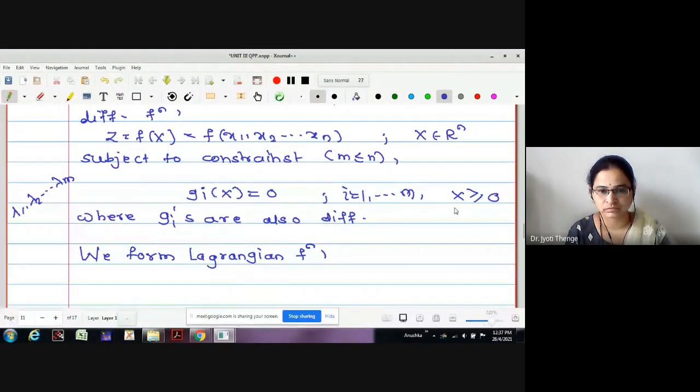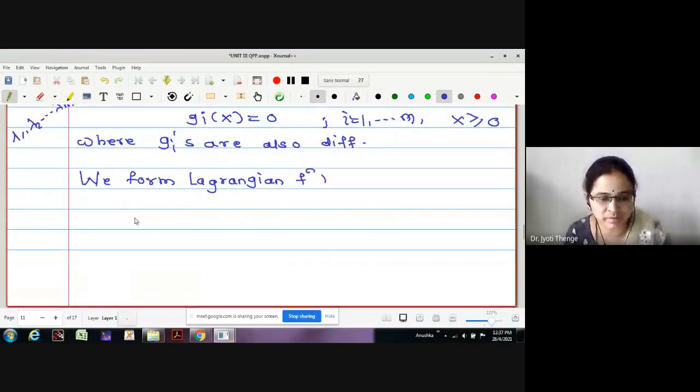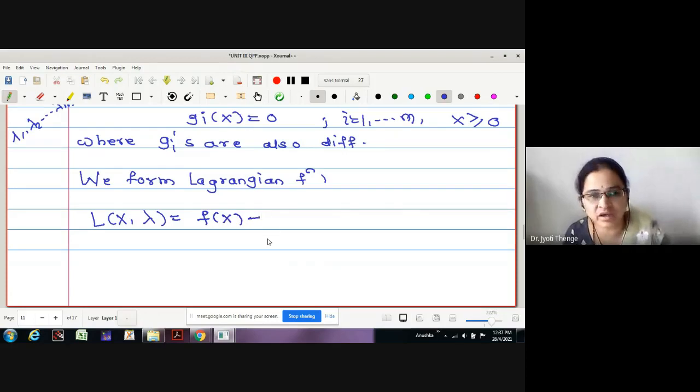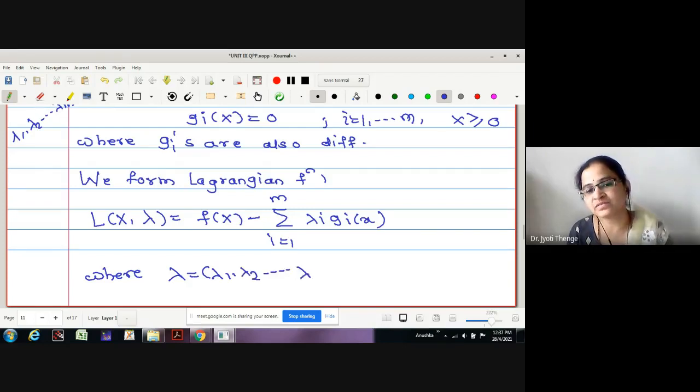How can I form the Lagrangian function? How many variables in all? Let me write it in terms of vectors. Therefore, I may write the Lagrangian function in terms of vector x and lambda, where it is defined to be the original objective function minus, now what minus actually? Summation lambda i into g_i of x, where i runs from 1 to m, where this vector lambda is an m-tuple vector of all the Lagrange multipliers.